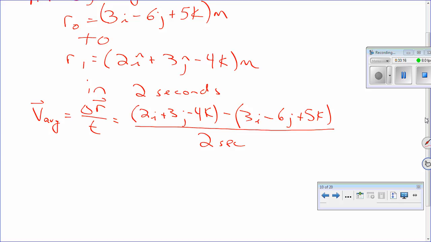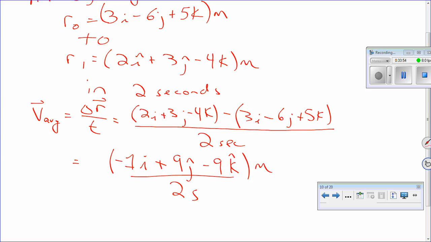So what I'm about to do now, you guys, is this. I'm going to subtract component-wise. So 2i minus 3i, that's negative 1i. That means horizontally, I went to the left 1 meter, right? And 3j minus negative 6j, I went up 9y units. Follow? And then negative 4 minus 5 also gives me negative 9. So I went down, or whatever, into the board 9z units. And all of that took 2 seconds. This was all in meters, right? Good or no?